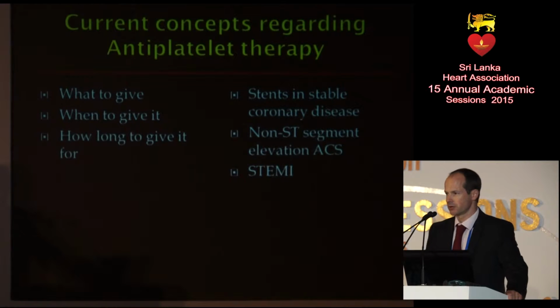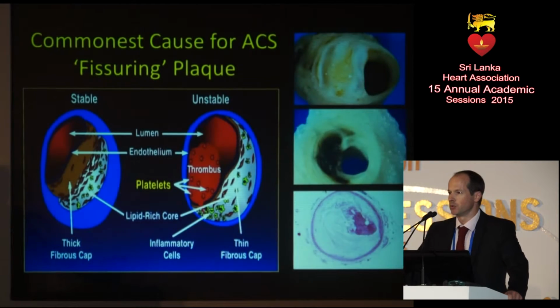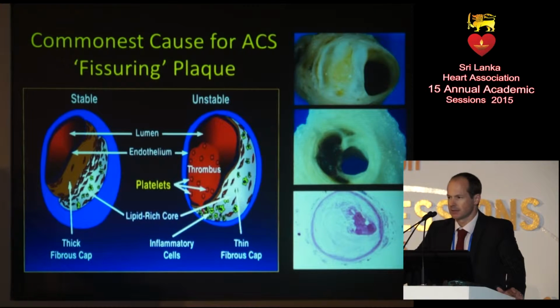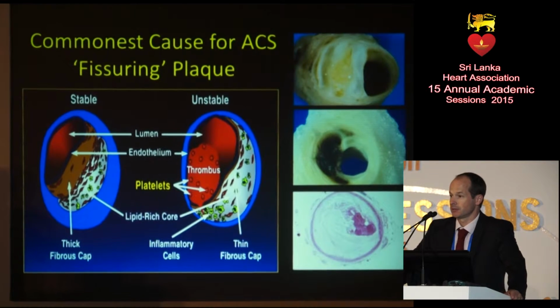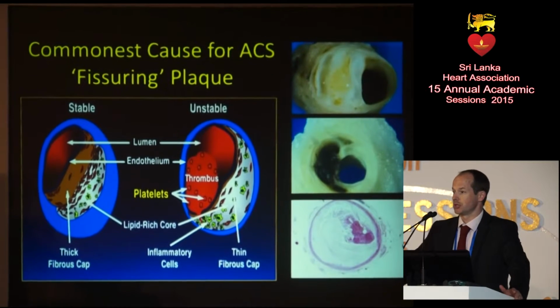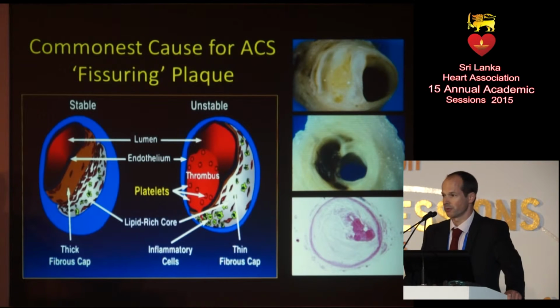But first, just to go through a little bit of the background data. So why are platelets important? Well, platelets are an integral part of the pathogenesis of acute coronary syndromes. A ruptured or fissured plaque leads to platelet adhesion, platelet activation, platelet aggregation, and that leads to thrombus formation. And that thrombus formation can go on and occlude an artery and cause an ST elevation infarct, or cause smaller thrombuses, or affect smaller arteries and cause a non-ST elevation acute coronary syndrome.